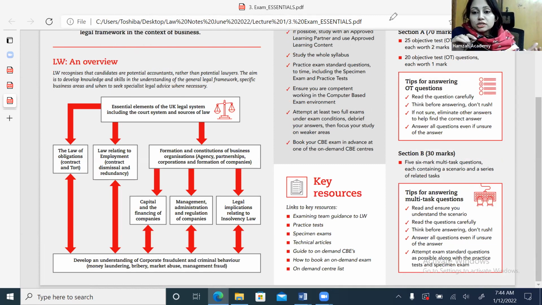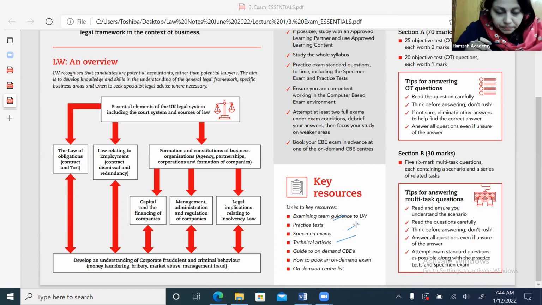What are the key sources to pass your exam? Examining team guidance to law, the one guidance we are studying. Practice tests, specimen exams, which are mock exams, technical articles.